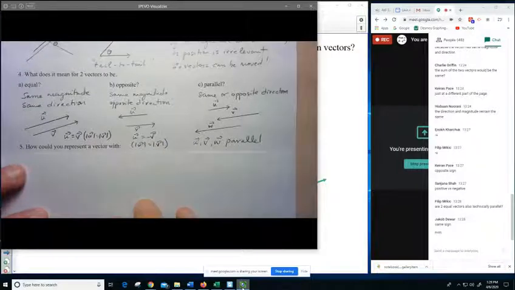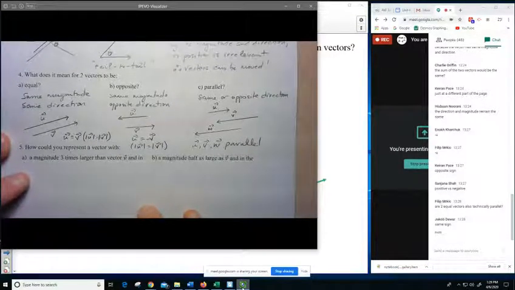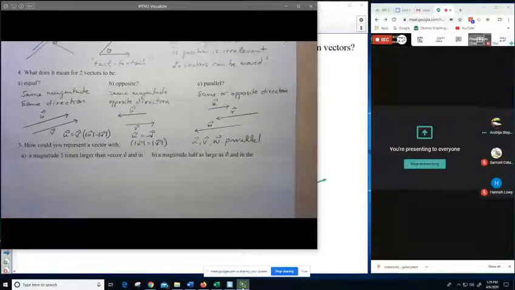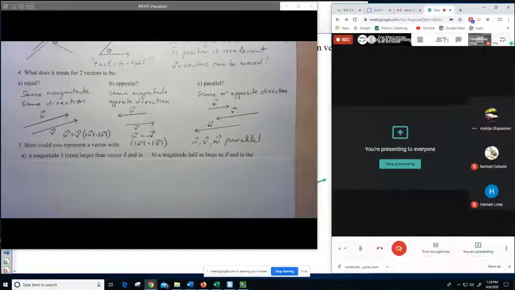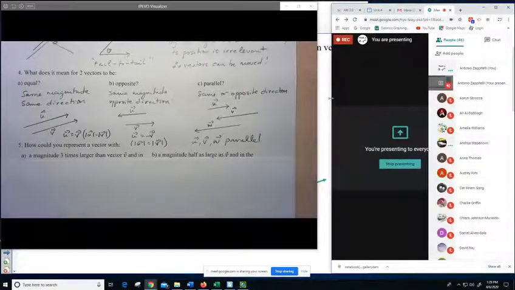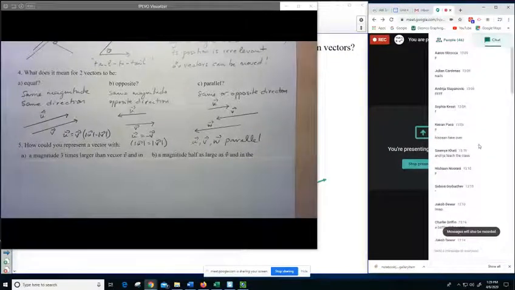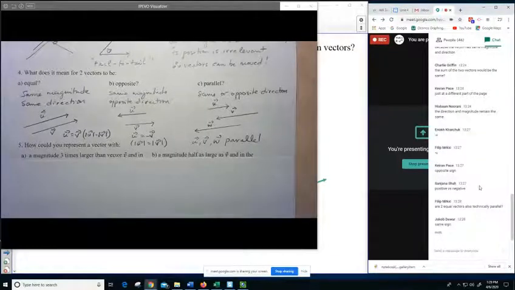Okay, so the next question I ask is how we could represent other relationships with respect to, sorry, I keep losing the chat here. Give me just a second. There we go. How we represent vectors that are related to this.